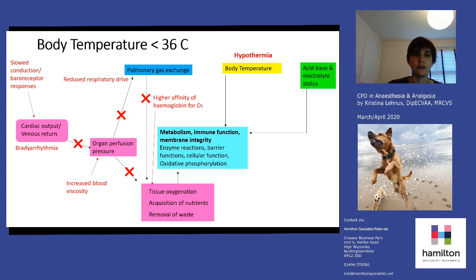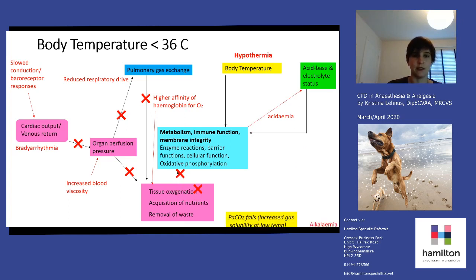You have a higher affinity of hemoglobin for oxygen, so your hemoglobin-oxygen dissociation curve, which I'll cover a little bit later, will be left shifted, and basically the hemoglobin is less likely to give up oxygen to the cells, which then affects tissue oxygenation, cellular function, and therefore acid-base status when you haven't got any oxygen around.